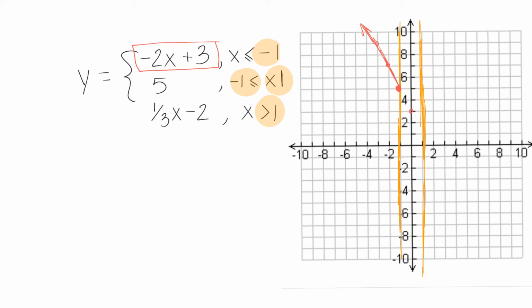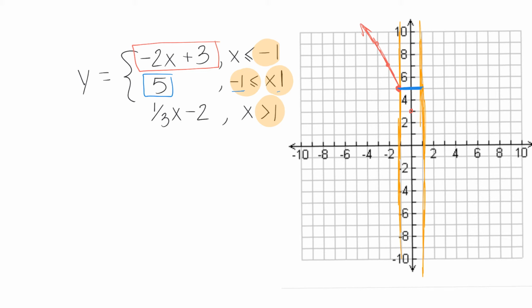Okay, my blue part's going to be next, and that's just y equals 5. So when y equals 5, I'm just going to draw a straight line right here, because that's just horizontal, right? And that happens in between -1 and 1. So I'm only going to draw that for a little portion.